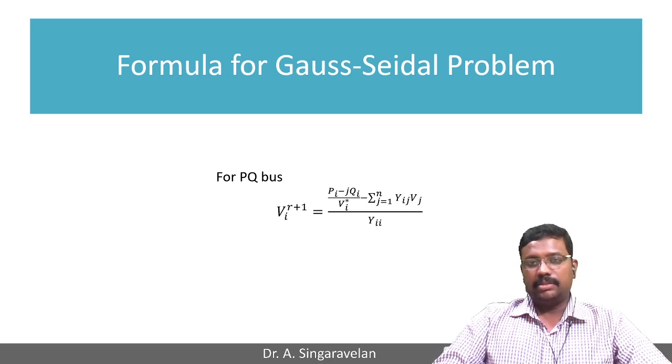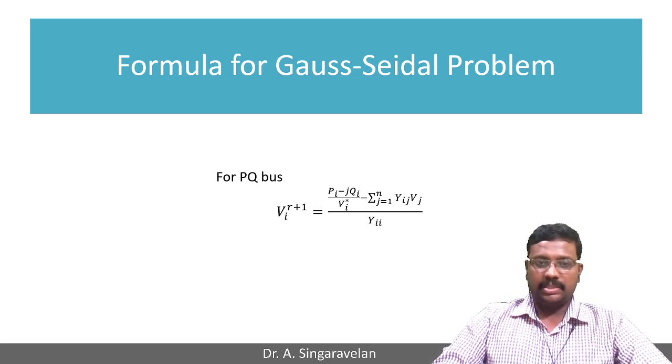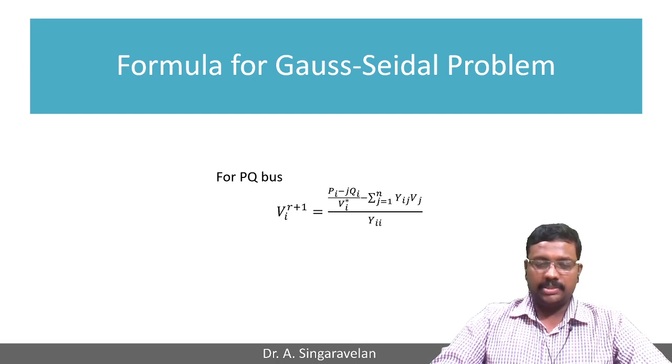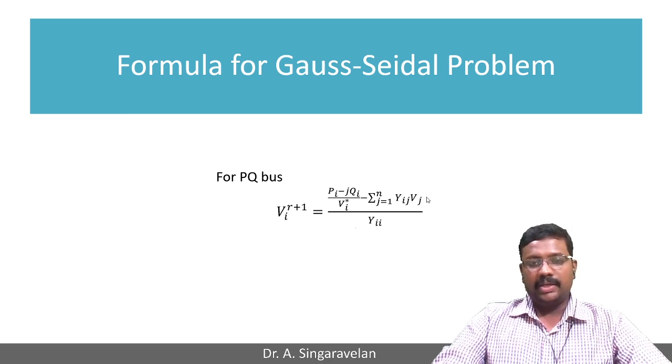Generally, the Gauss-Seidel method will be given for a PV bus and a PQ bus. For a PQ bus, the known quantities are real power and reactive power, and the unknown or unspecified quantities are voltage and angle. We will always consider bus 1 as the slack bus, and all the remaining buses will be PQ buses. If the system has one slack bus and all other buses are PQ buses, then using this formula shown on the screen, we can get the voltage and angle at different buses.